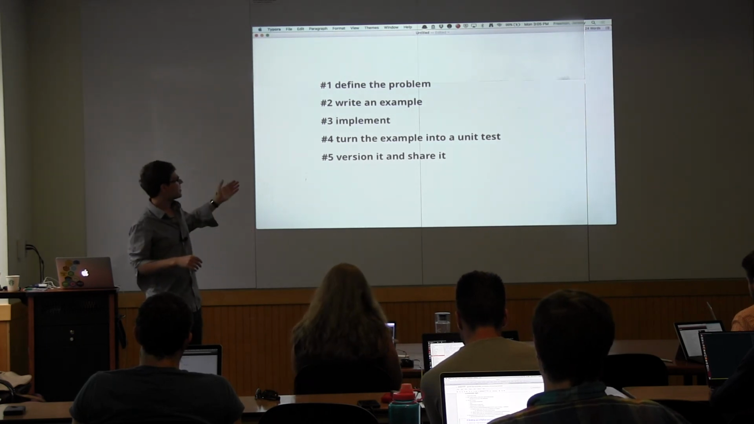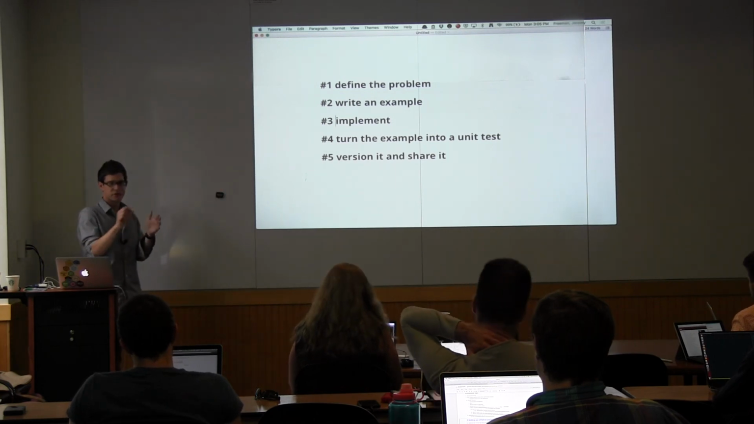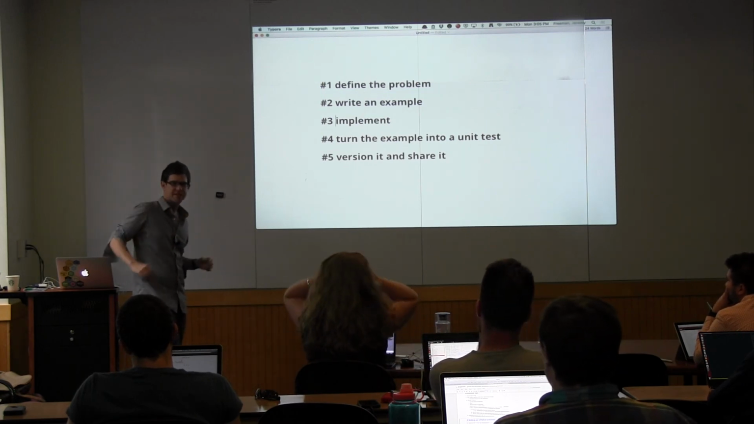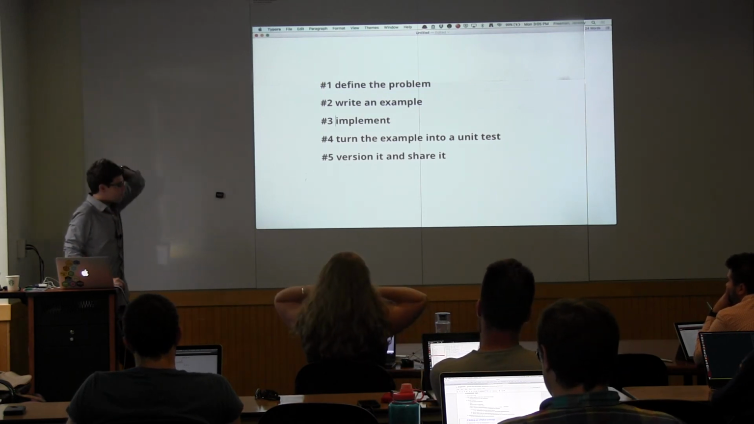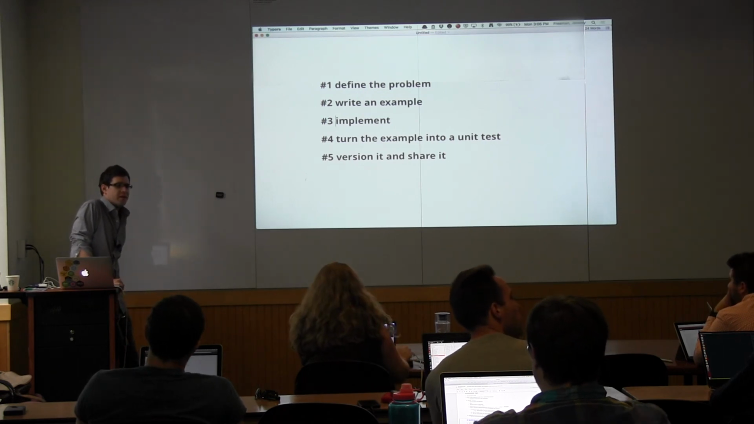And then the great thing is your example can then be a test. Because if your example included an assertion, the example is a test file that you can then use with Travis and these other things you'll learn about later. And then finally, I version it and I put it on whatever package management system.